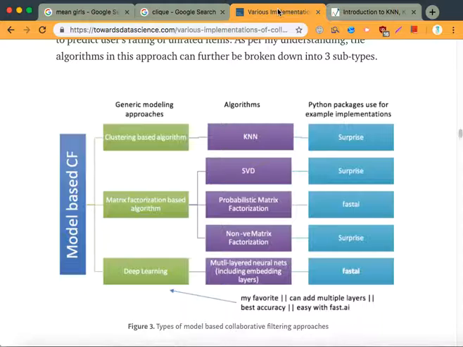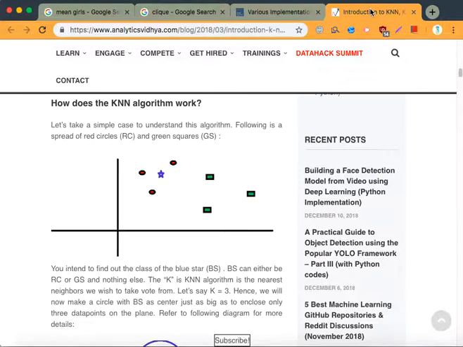So now let's get into the larger breakdown of collaborative filtering and KNN. First, we see that collaborative filtering is a really big subset of many different things, and within it is clustering and KNN. As you can see, other people are doing different parts of it, but we're going to be focusing on clustering today. Let's take a very simple example where you have two classes. You have the red circles and the green squares, abbreviated as RC and GS respectively, and you have an unknown data point that is represented by the blue star.